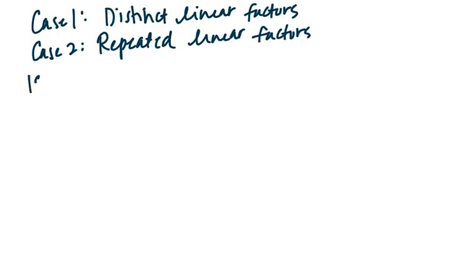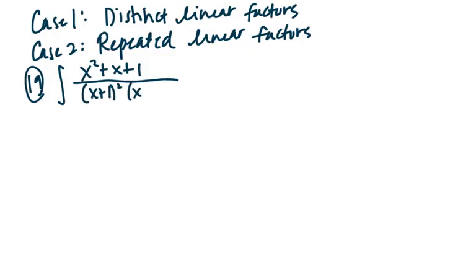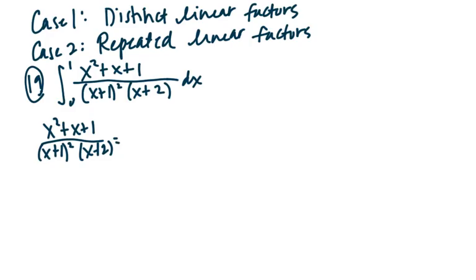Let's look at number 19. We can do it with bounds. It'll be okay. So it says the integration of x squared plus x plus 1 over x plus 1 squared times x plus 2. This video may not be long enough, and the bounds are 0 to 1. Now when you look at this problem, you have x squared plus x plus 1, and on the bottom I have x plus 1 squared and x plus 2, and we're going to do our partial fraction decomposition.